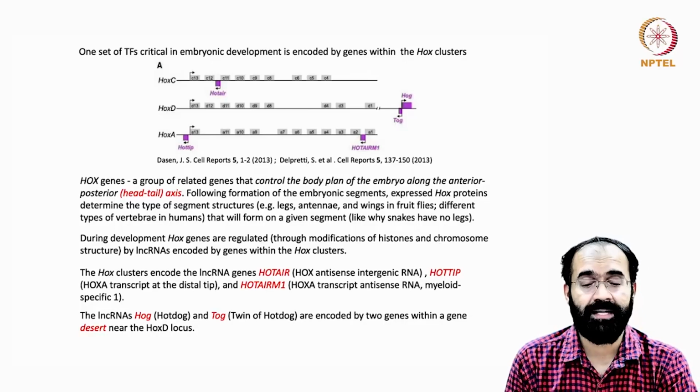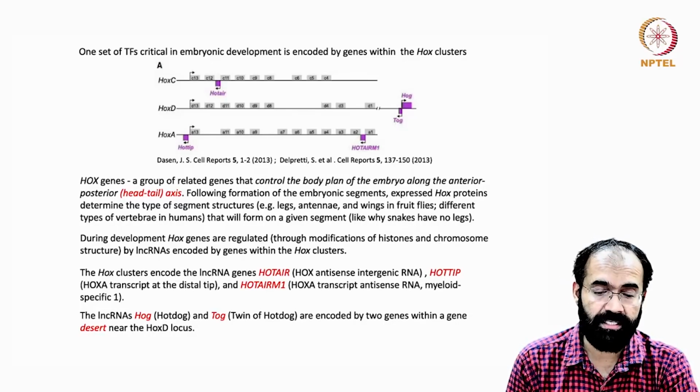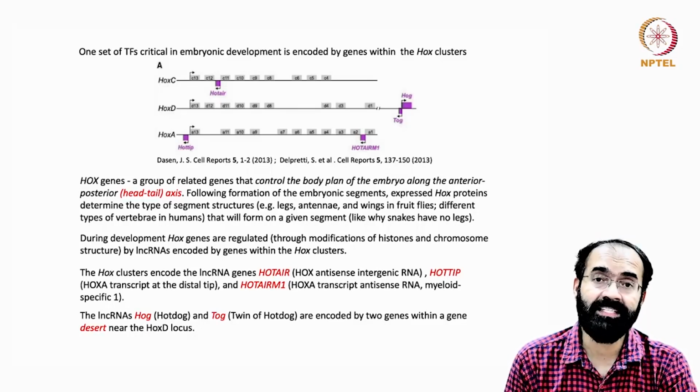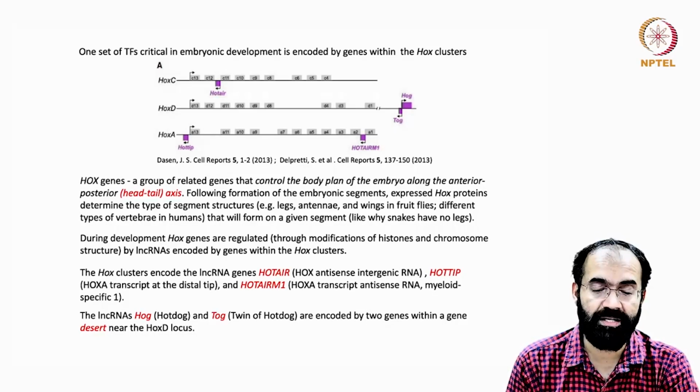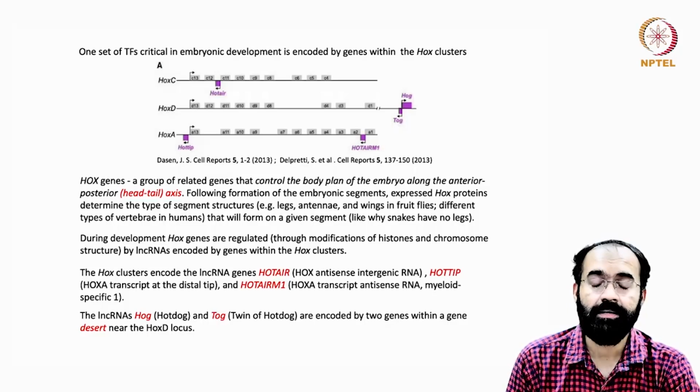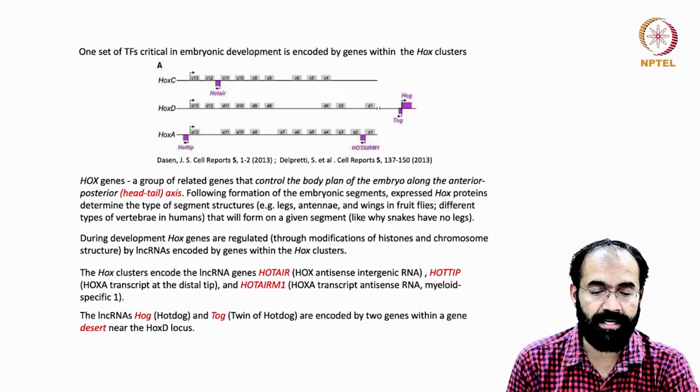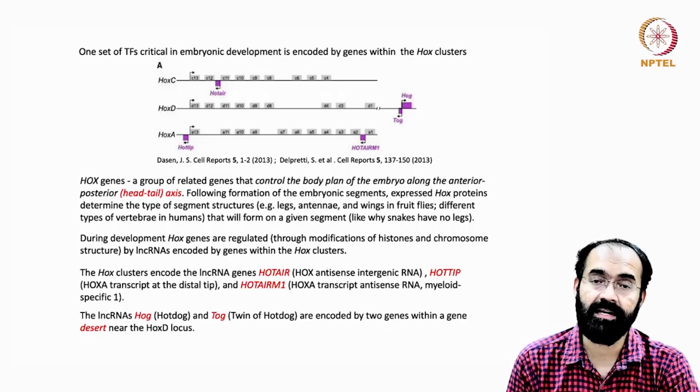So during the development, the Hox genes are regulated through modifications of histones and chromosome structures by ncRNA, long non-coding RNA, encoded by genes within the Hox gene clusters. You can see the Hox genes located here: HoxC with multiple exons, HoxD multiple exons, HoxA multiple exons, and this pink colored non-coding RNA is also located in the same region. So we can see the Hox gene clusters also contain long non-coding RNAs that are embedded.